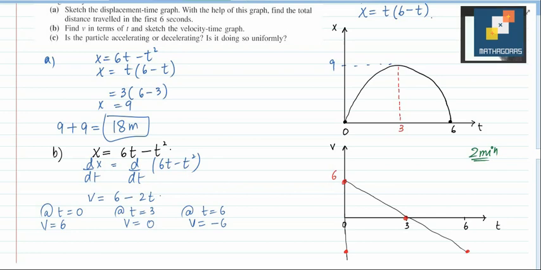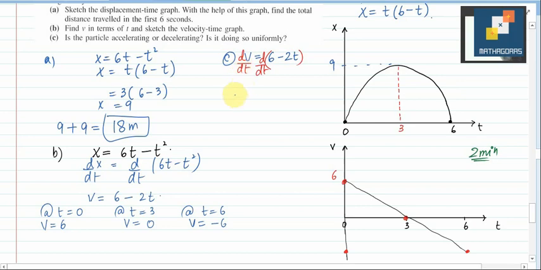Alright class, now after part B we have a third part, and it says, is the particle accelerating or decelerating? Is it doing so uniformly? Alright. For part C, we have the expression for velocity. We have 6 minus 2t. If you need to find the acceleration from the velocity, you need to differentiate. And we are going to do the same. We are going to differentiate our velocity expression.